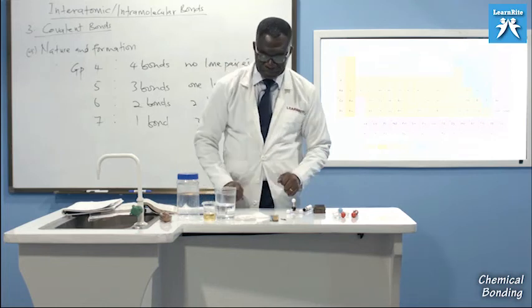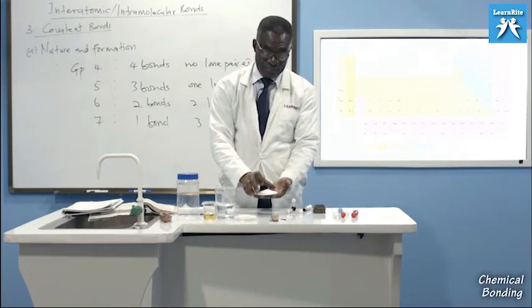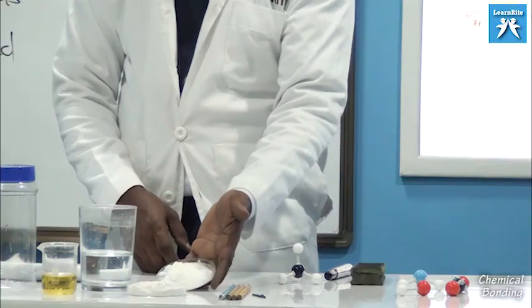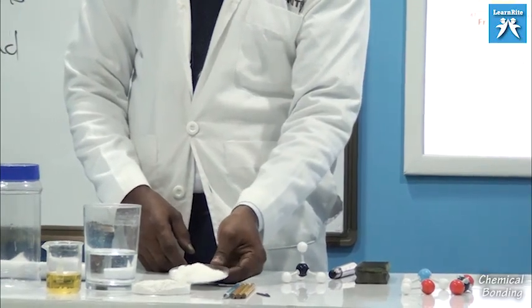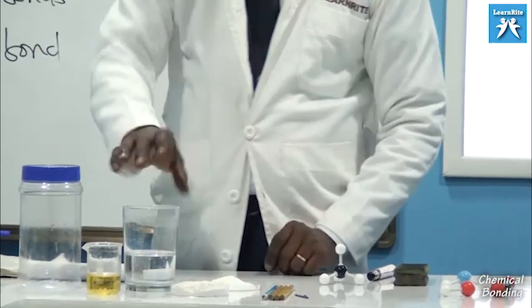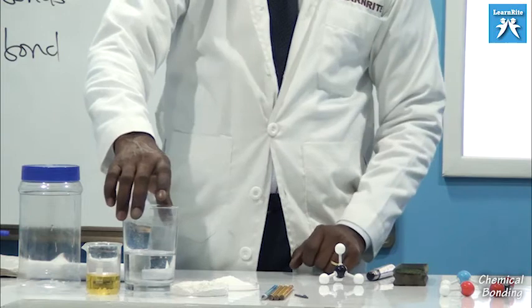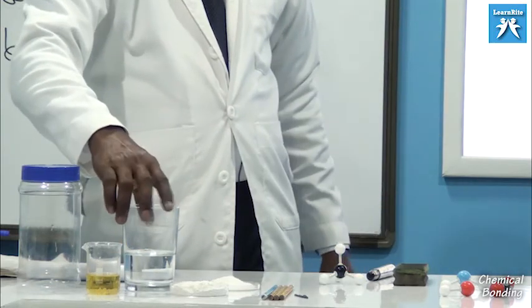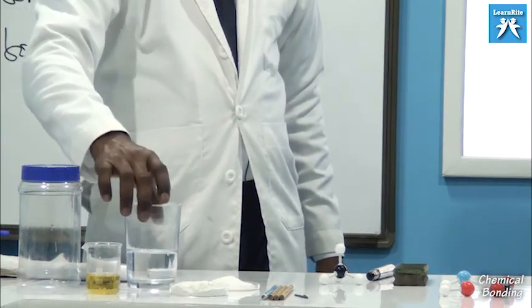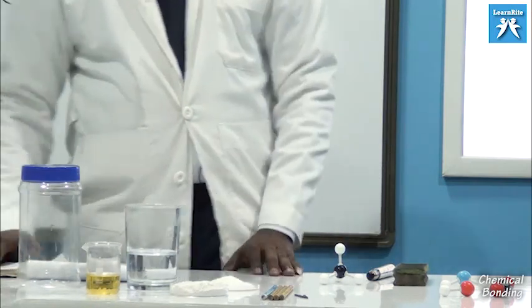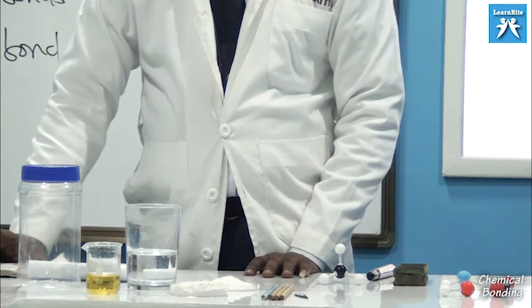A number of them. I have sugar. This is sugar, very sweet. The bonds in the atoms of sugar are all covalent. This is water in the glass. I showed you how water is formed. The water molecules in this water substance that we see are all covalent bonds.